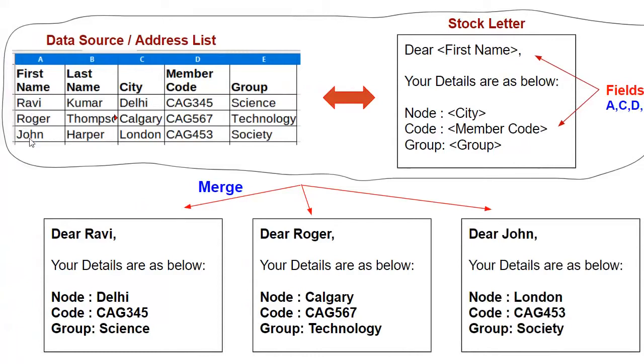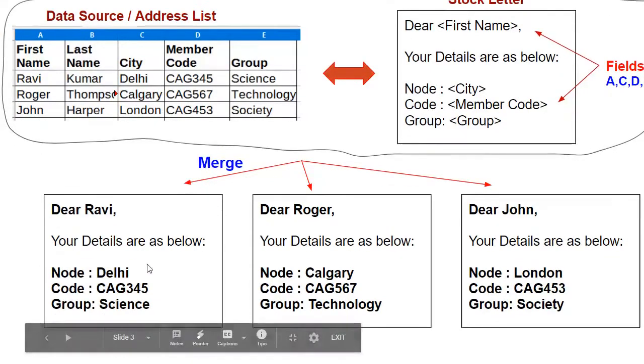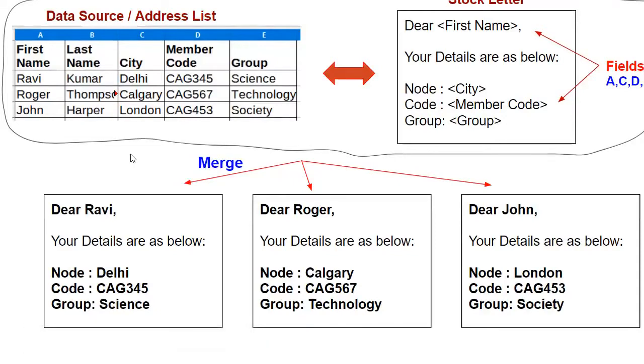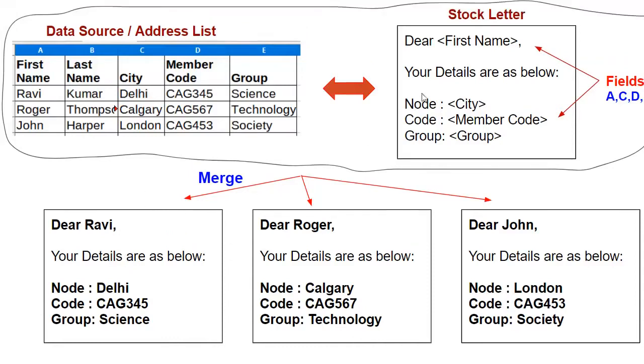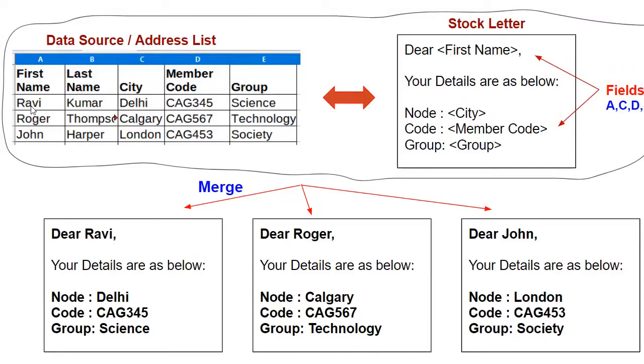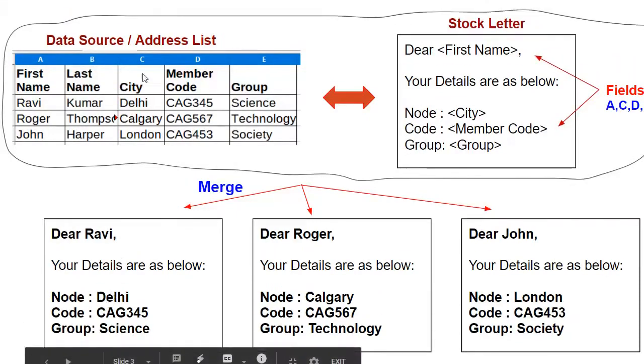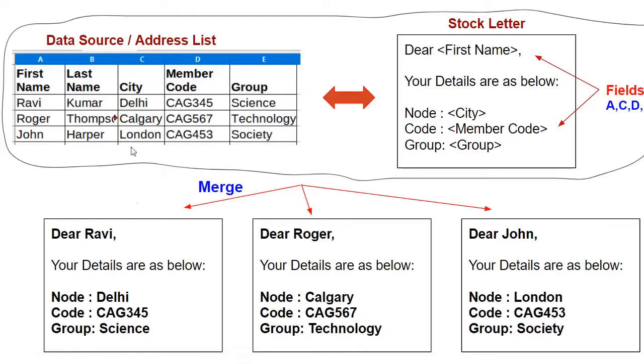These could actually be 5,000 or 6,000 people, but your effort is just to press one button, and each of these people will get either by email, or you can also do a printed letter which can then be put inside an envelope and then sent across to each of these people. So you would note that in the first letter, the first name has come from here, and the node is actually the city.